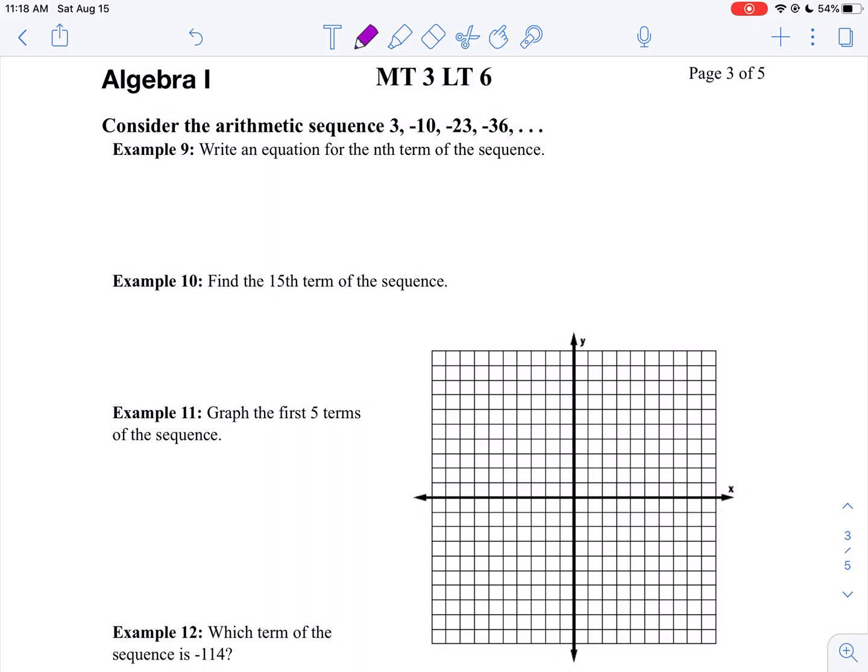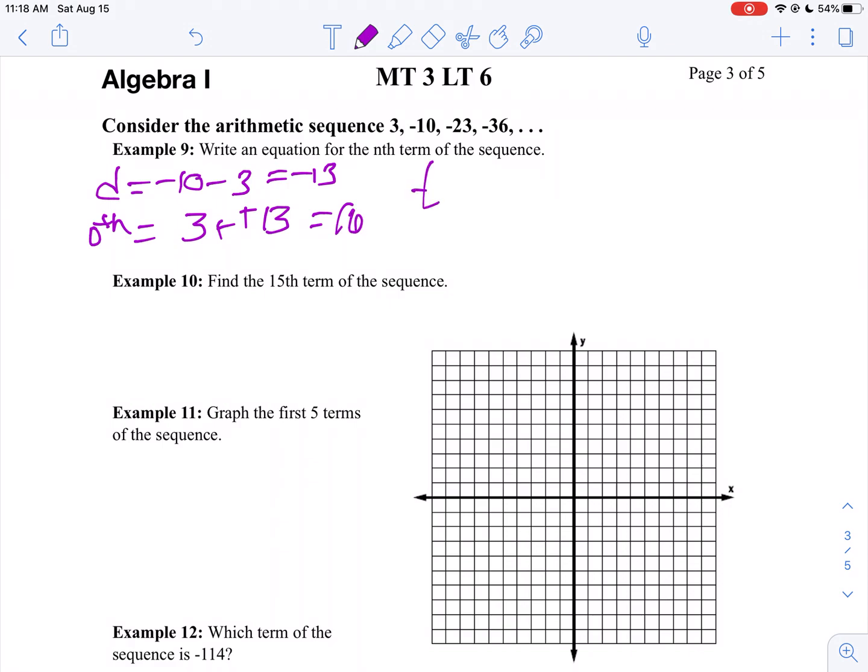So to find the common difference, I'm going to say that's going to be negative 10 minus a negative 3. Well, it's not negative 3, minus 3. So negative 10 minus 3 is negative 13. That's my common difference. Now to find the 0th term, I'm going to subtract my common difference. So I'm going to say 3 minus a negative 13. I'm finding what comes before 3 in my sequence. Well, subtracting a negative is adding, so I get 16. So in other words, I'm going to start at 16.